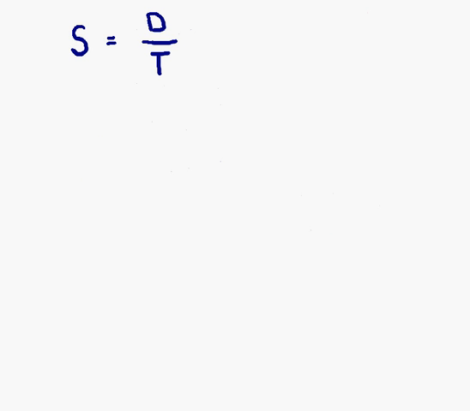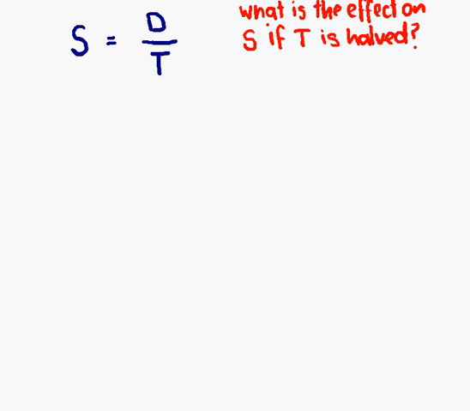This is example number 3. This time we're going to look at our formula for working out the speed. So speed equals distance divided by time. Average speed equals distance travelled divided by the time taken. Our question this time is, what is the effect on speed s if the time t is halved. Okay, so this time we're going to halve t, the time.